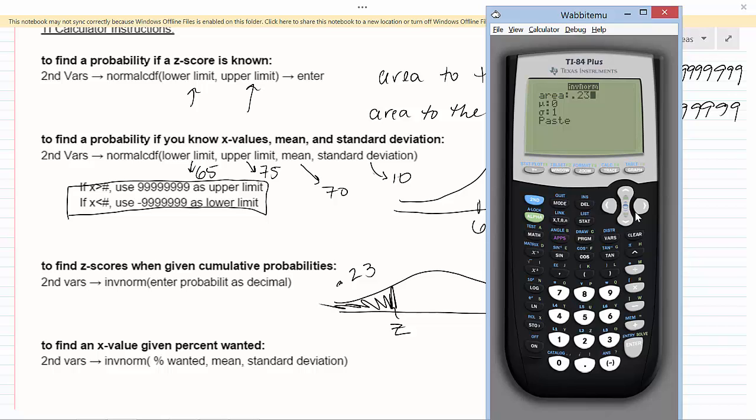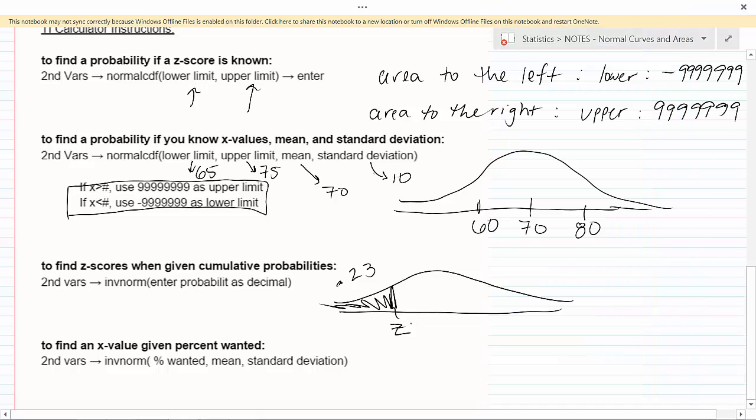In this case, I'm talking about z-scores. So I'm talking about the standard normal curve, which has a mean of 0 and a standard deviation of 1. I'm going to hit enter. So again, this is what your input would look like if you're working with an older model TI calculator. I'm going to hit enter, and I get that that z value was negative 0.739. So that's what my z is.